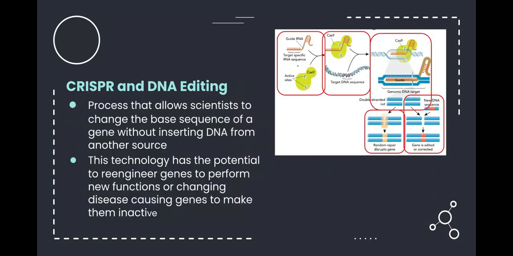Now, there is a downside to recombined DNA, which means that you have to have DNA that exists from another source to then insert it. Over time, a technology called CRISPR has been invented to allow us to skip that whole process. In other words, we can edit DNA without having to take it from an alternative source. This technology has a lot of potential. We're still discovering and utilizing it. There are still a lot of rules and legislation that we have to follow with it. But this technology has the potential to re-engineer genes and to perform new functions, and also to help prevent disease-causing genes from activating.